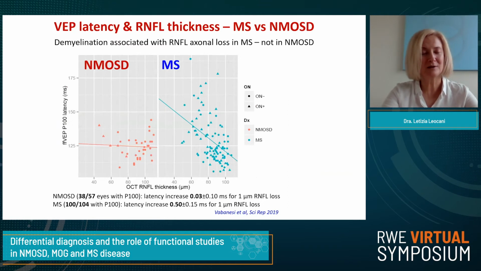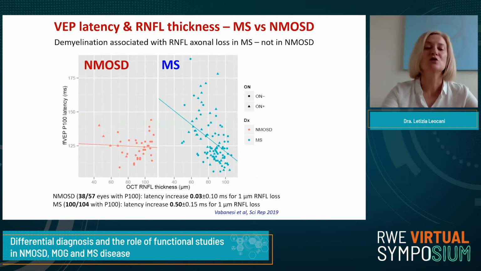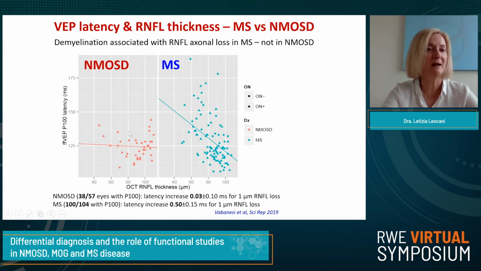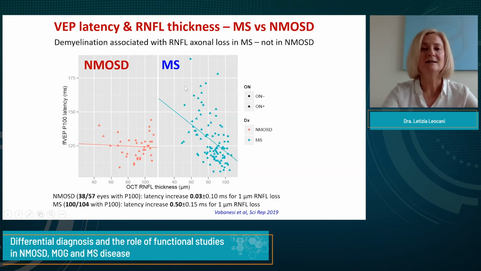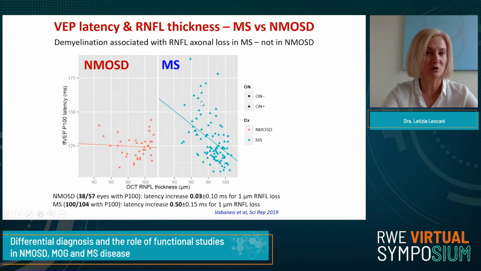So if we consider the relationship between axonal loss and demyelination, so the correlation between RNFL thinning and delayed P100 latency of the VEP, we see a good correlation only in the cohort of people with MS, which is not quite there in people with NMOSD, where we can observe quite a relevant thinning without the corresponding delay in the VEP, while delay in the VEP in people with MS comes at the expense of more relevant axonal loss.